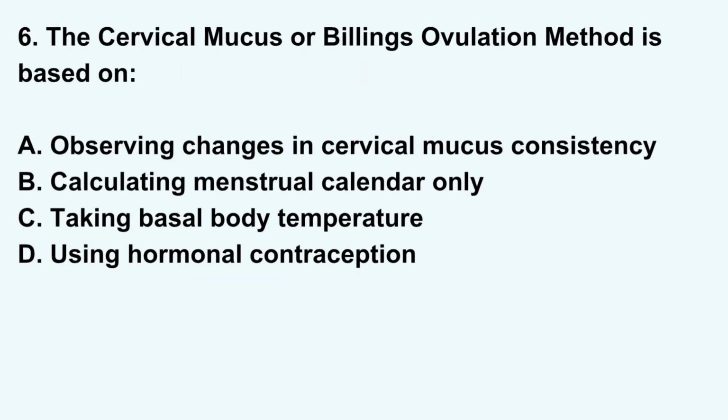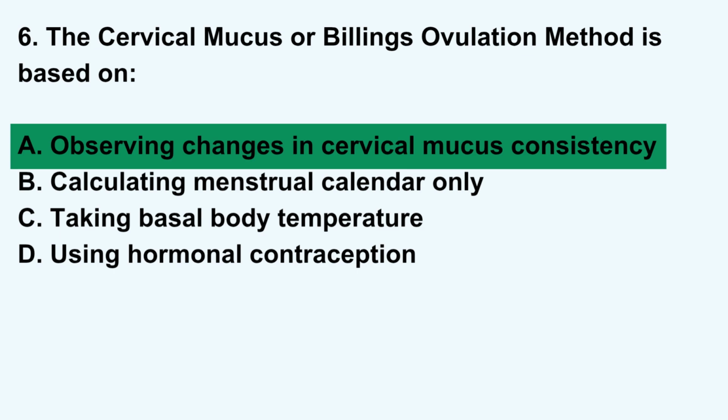The cervical mucus or Billings ovulation method is based on: A. Observing changes in cervical mucus consistency, B. Calculating menstrual calendar only, C. Taking basal body temperature, D. Using hormonal contraception. Correct answer A. This method identifies fertile days by monitoring variations in cervical mucus texture and appearance during the menstrual cycle.